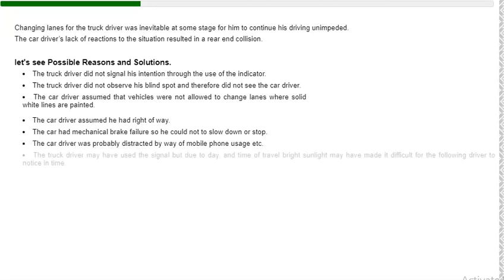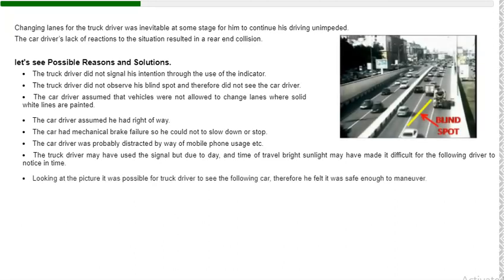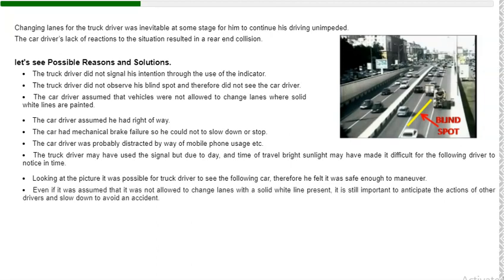The truck driver may have used the signal, but due to the day and time of travel, bright sunlight may have made it difficult for the following driver to notice in time. Looking at the picture, it was possible for the truck driver to see the following car, therefore he felt it was safe enough to maneuver.